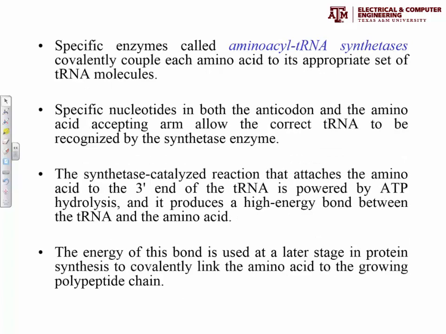Now, there are specific enzymes called aminoacyl tRNA synthetases, which covalently couple each amino acid to its appropriate set of tRNA molecules. Because depending on the anticodon in the tRNA, you should have the correct amino acid linked to it, and there are enzymes that will do that. So specific nucleotides in both the anticodon and the amino acid accepting arm allow the correct tRNA to be recognized by the synthetase enzyme.